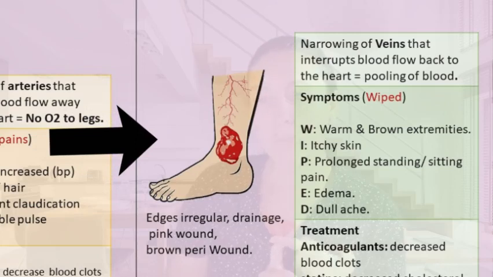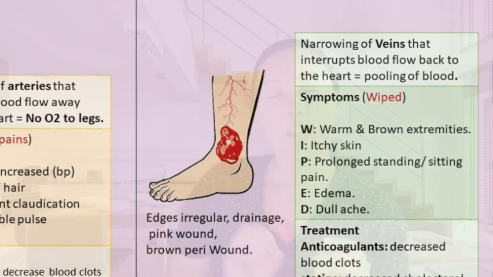Now, with peripheral vascular disease, so veins, we also can have ulcers form because of this. Now, the ulcers do look completely different than the arterial ulcers. So venous ulcers are irregular in shape. You'll have a lot of drainage. It will be a pink wound, and there's usually a brown tinge to the peri-wound. Okay, so on the good skin of the leg, it'll look brown.